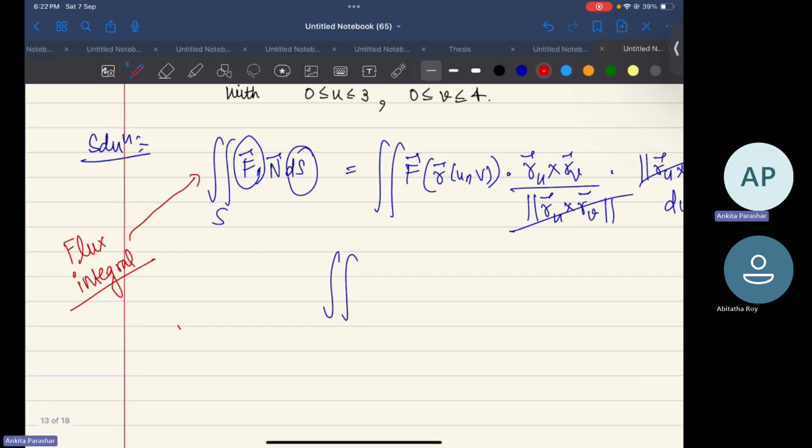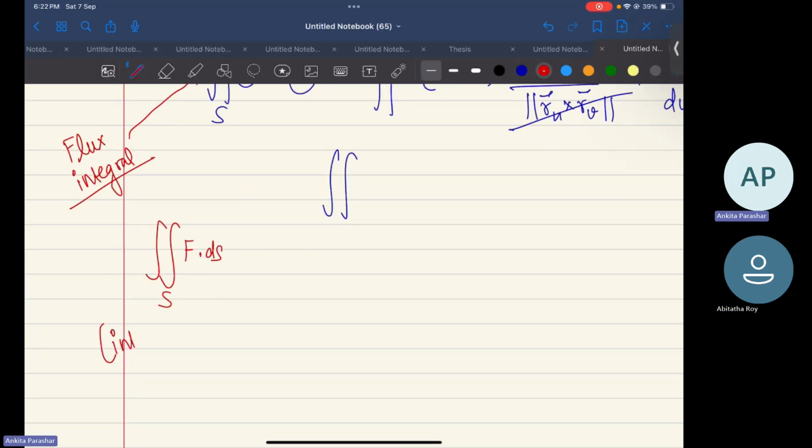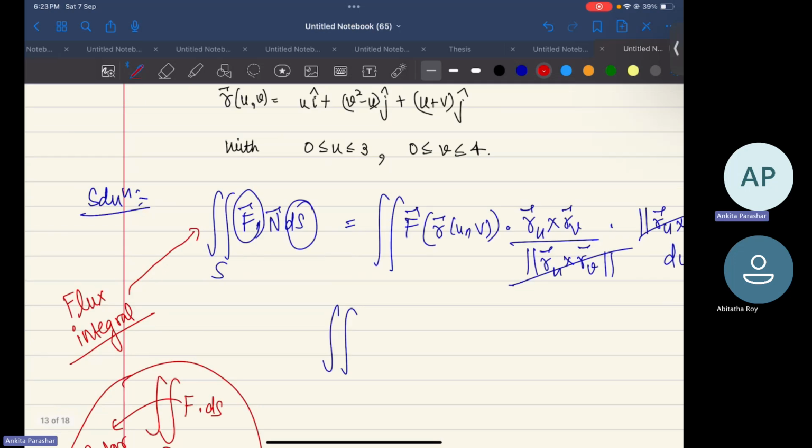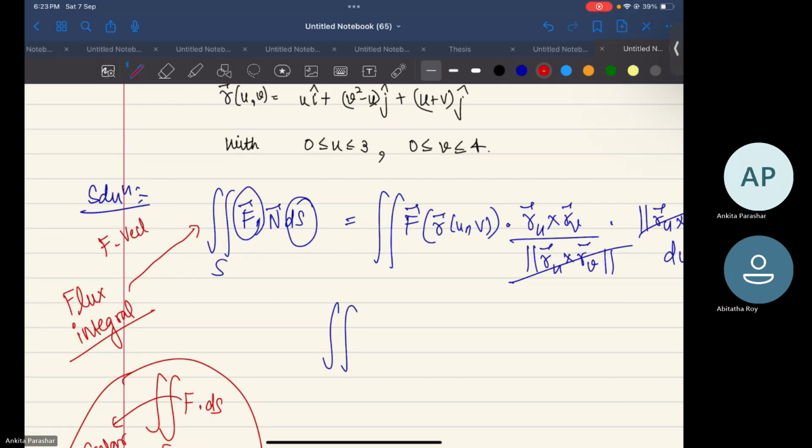Earlier, if you had just f dS over the surface S, it does not have any physical meaning. It is like an integral over surface S. But suppose your f is a vector field, then this has something to do with physics. We call it a flux integral. This is how we compute flux. I don't know much about this, so I'll just give the name flux. That's all.